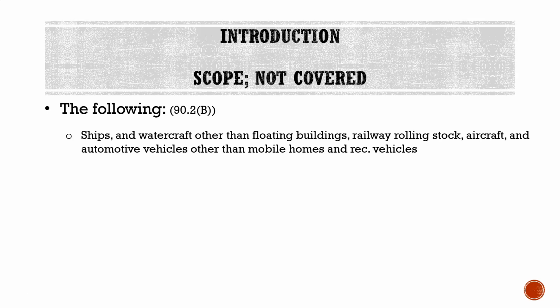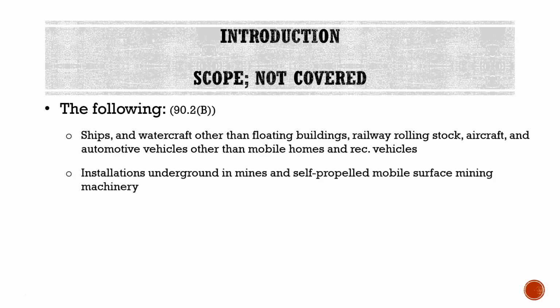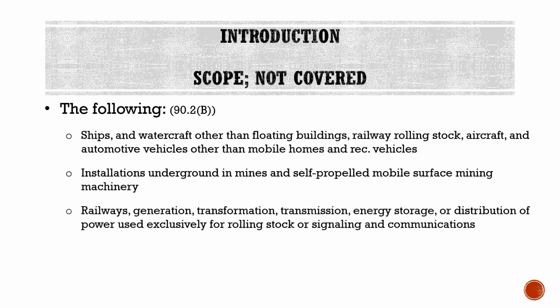Ships and watercraft other than floating buildings, railway rolling stock, aircraft, and automotive vehicles other than mobile homes and recreational vehicles, installations underground in mines and self-propelled mobile surface mining machinery, and railways, generation, transformation, transmission, energy storage, or distribution of power used exclusively for rolling stock or signaling communications. Essentially, the way I summarize this is if it's in a mine or if it's in the water or if the electric utility uses it to distribute power, the NEC does not cover it. That's kind of a very inclusive way of summarizing the not covered scope of the NEC.